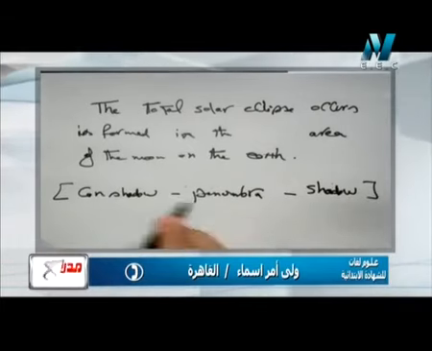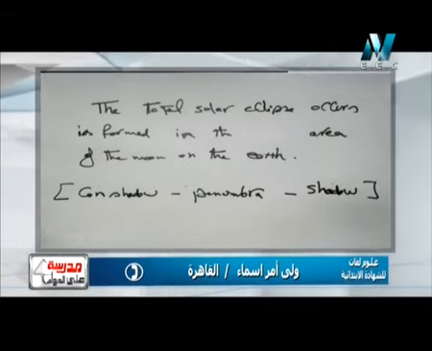Okay, shadow, cone shadow, penumbra. They are the same meaning. Shadow is the cone shadow.